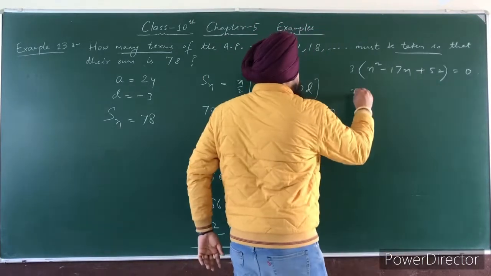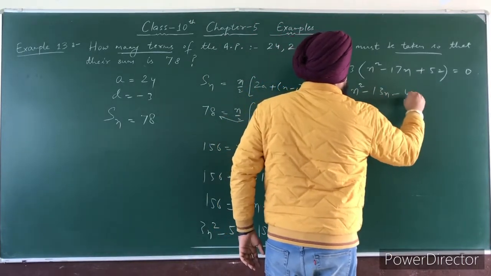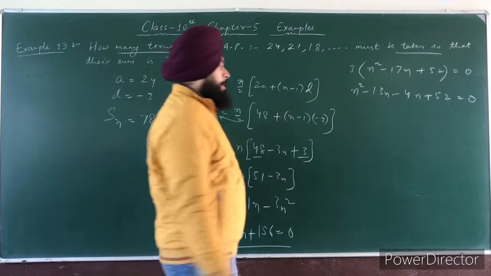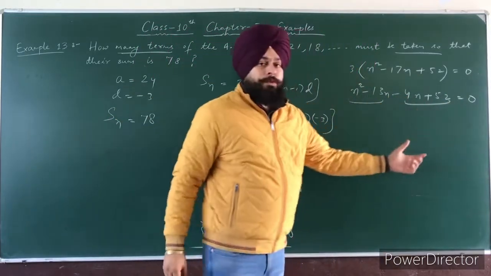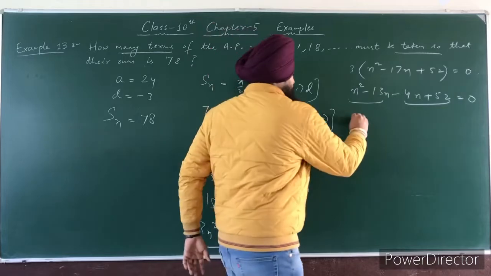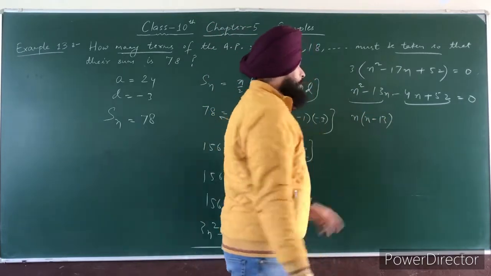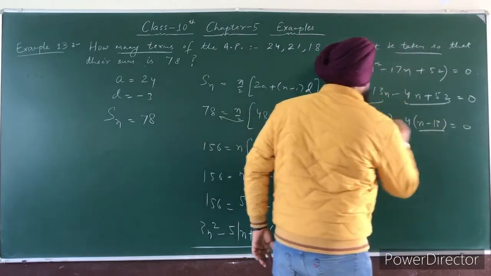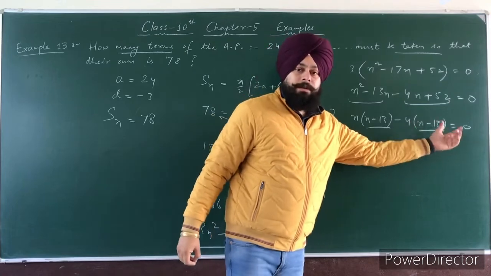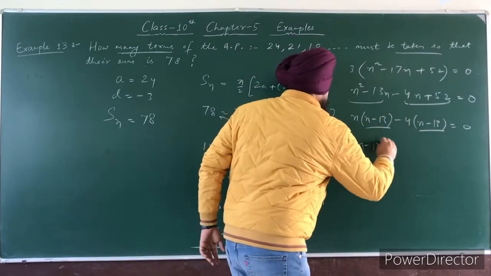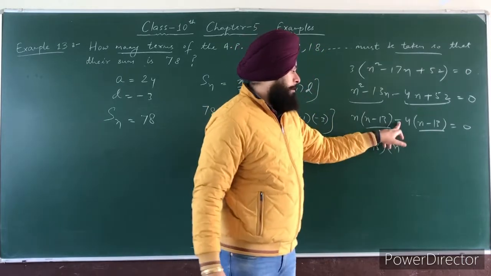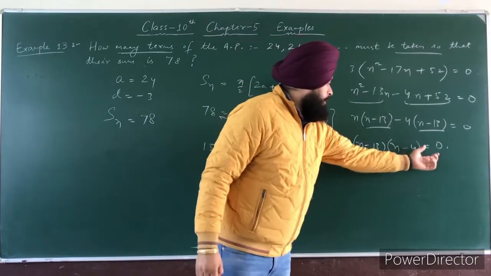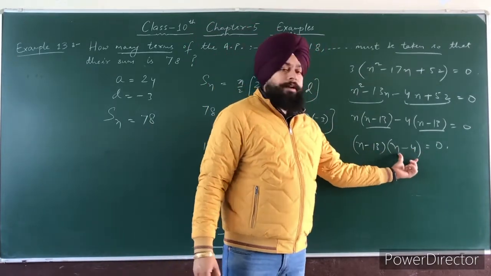So we can write n square minus 13n minus 4n plus 52 is equal to 0. Now you can take common from the first two and the last two. So from the first two terms the common is n, and from the last two terms 4 is common. Now again n minus 13, n minus 13 is again taking common. So what is left here? n minus 4 is equal to 0. So these are the two required factors. The first factor is n minus 13 and the second is n minus 4.